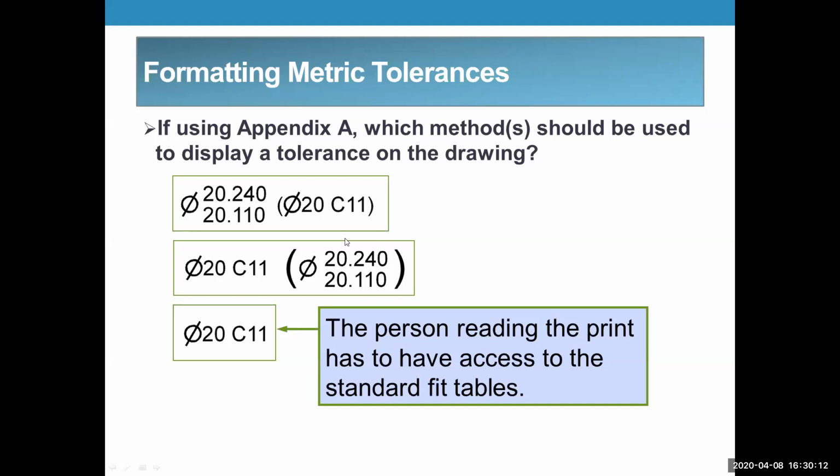The bottom one gives you nothing other than the tolerance grade. So the person reading the print to either check the part or make the part has to have the tables on hand. And if he doesn't, well, what's he going to do? He's got to spend time trying to figure it out, or at worst case, he's going to take a guess, and just turn the thing and say, well, it's a 20 millimeter. If I get it close, it should be good.